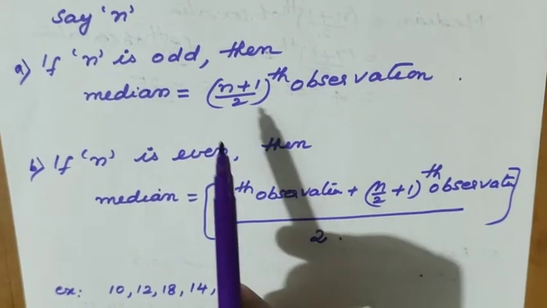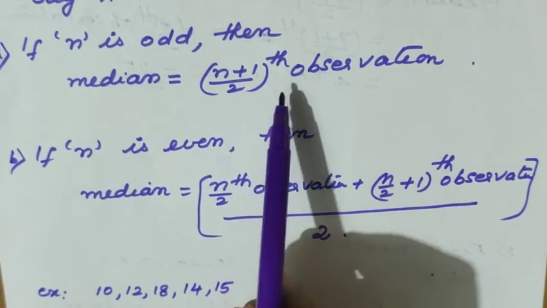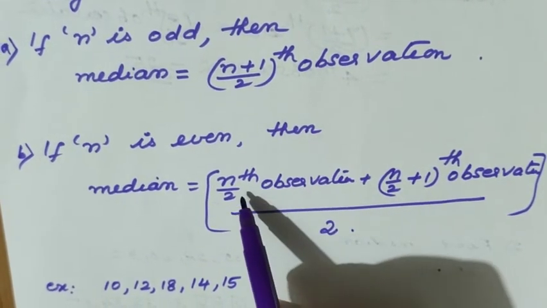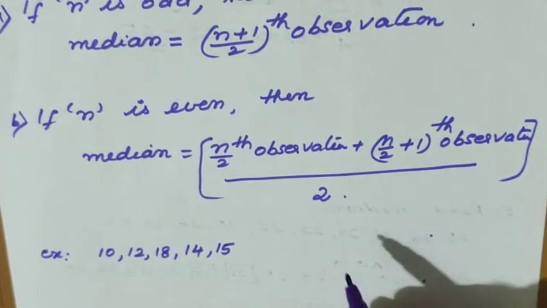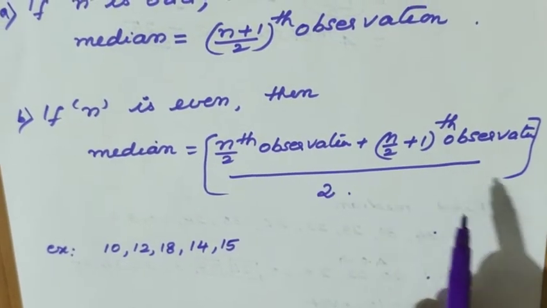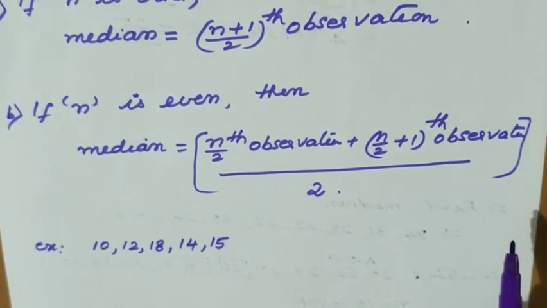Don't confuse them. When n is odd, your formula will be the (n plus 1) by 2th observation. For an even number, it is the n by 2th observation plus the (n by 2 plus 1)th observation divided by 2. That is the average of the two middle observations, right? Now we can go for two more examples.